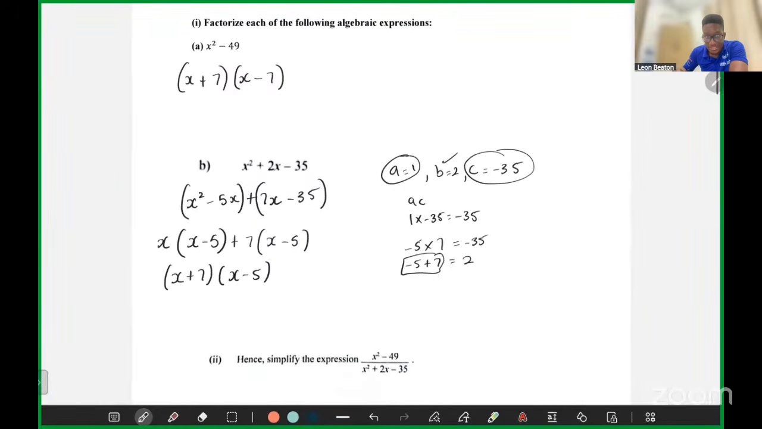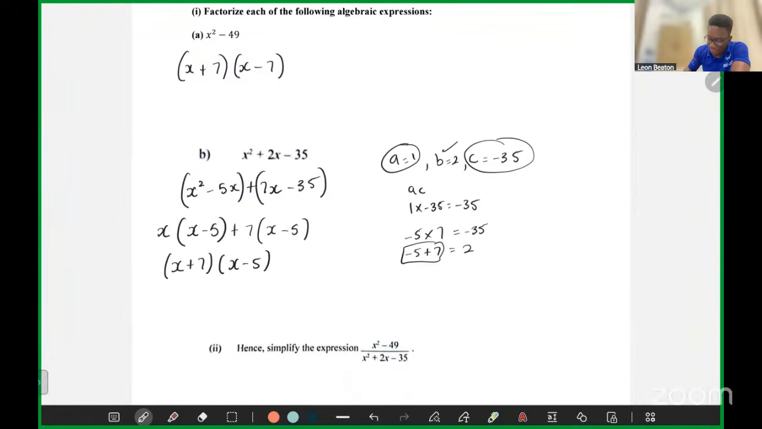And then they went further to say, hence. The word hence tells us we've got to use what is at the top to help us get this answer. Hence, simplify the expression x squared minus 49 over x squared plus 2x minus 35.